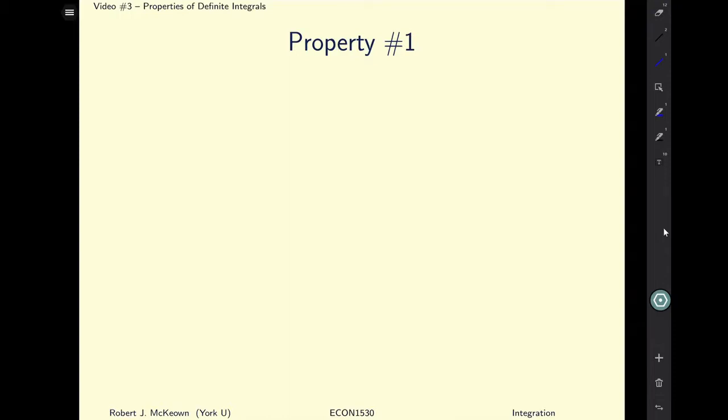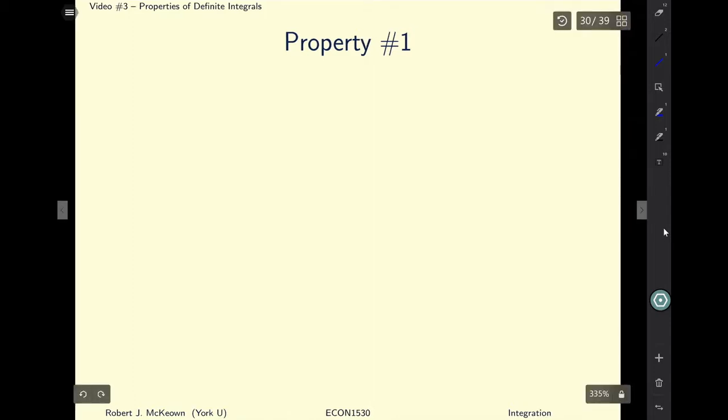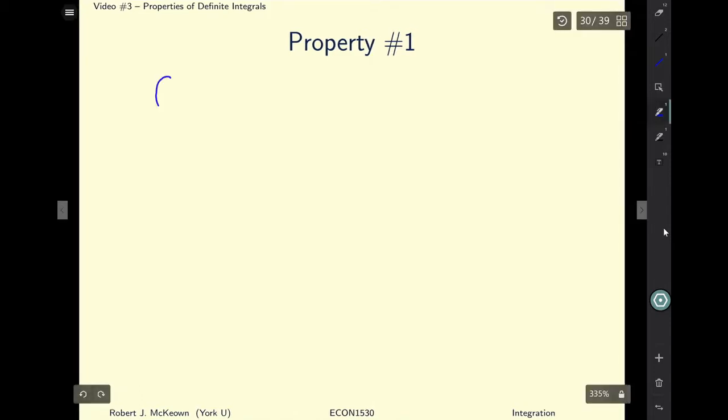Let's take a look at some properties of definite integrals. So the first one that we're interested in is this. I'm going to write b up here and an a down here. So the lower limit of the integral is a, the upper limit is b. And I'll just put some general function, f of x dx.